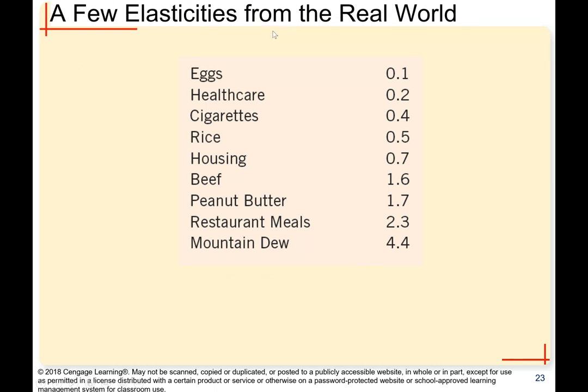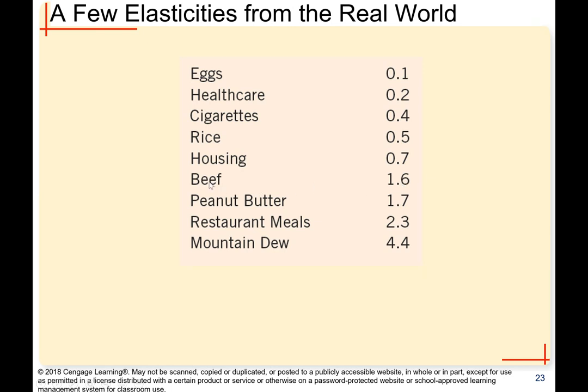Few elasticities from the real world. Eggs, elasticity 0.01, that is less than 1, inelastic. Healthcare, 0.2, that is inelastic. Cigarettes, 0.4, that is inelastic, but rising. Rice is 0.5, still less than 1, inelastic, but rising. Housing, 0.7, inelastic. Beef, 1.6, that is greater than 1.